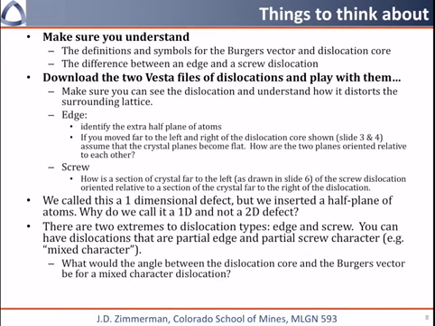And there are 2 extremes to dislocation types, edge and screw. You can also have mixed dislocations, and these have a partial edge and partial screw character. So what would the angle between the dislocation core and the Burgers vector be for a mixed character dislocation?